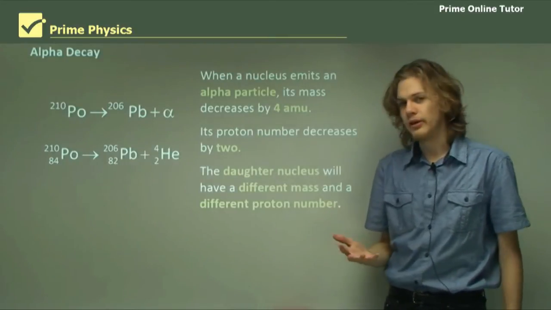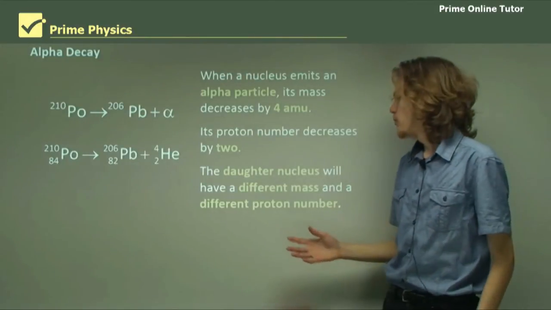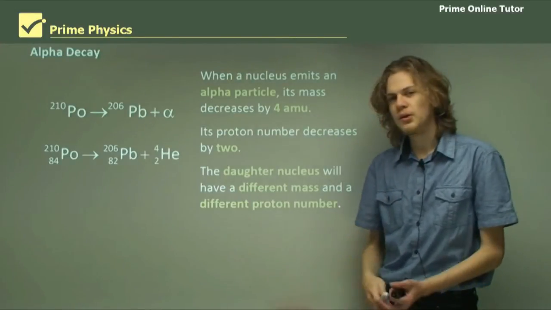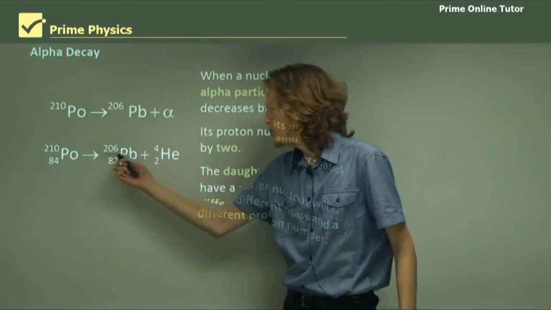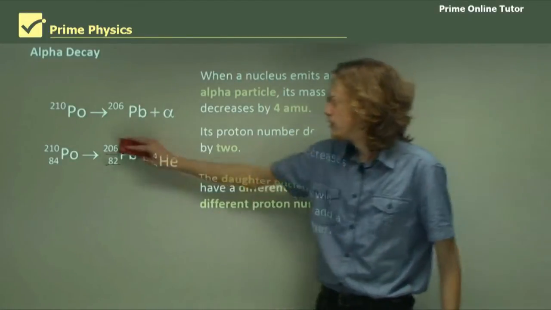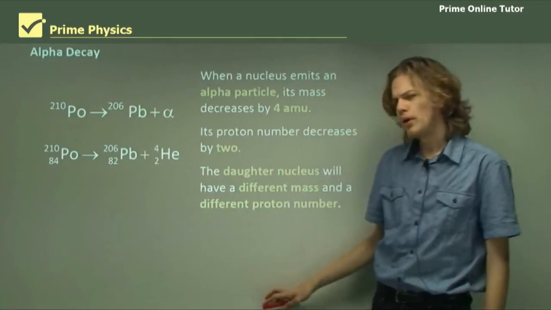The daughter nucleus, the product, will have a different mass and a different proton number. So we can see that both the mass and the proton number here have changed. So that's alpha decay. What about beta decay?